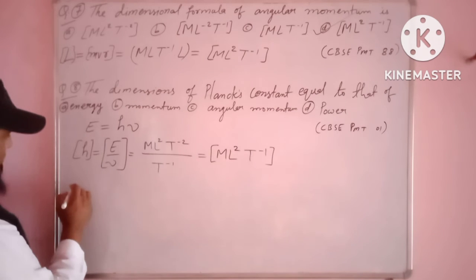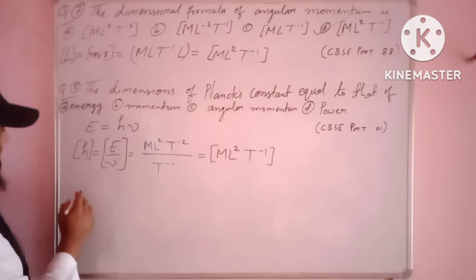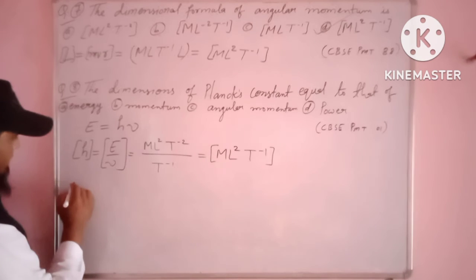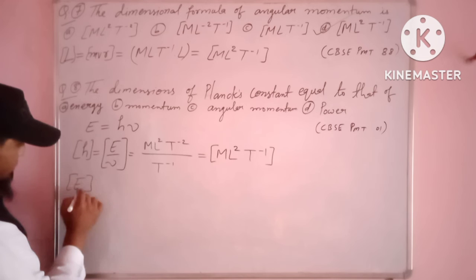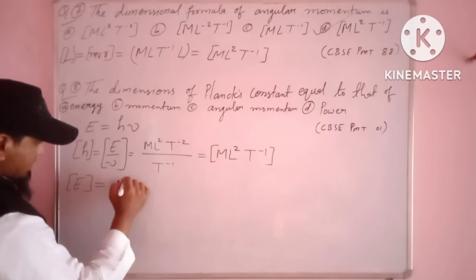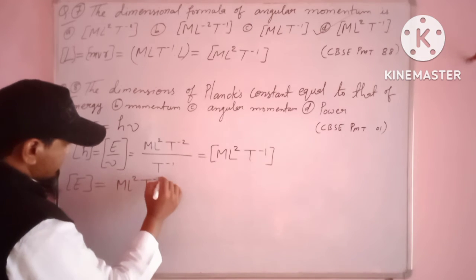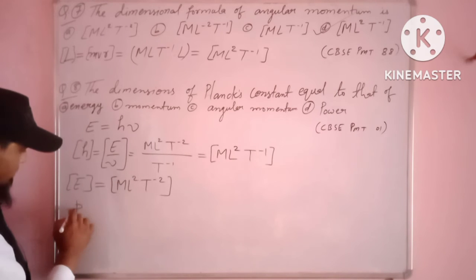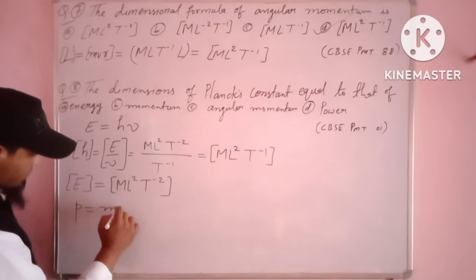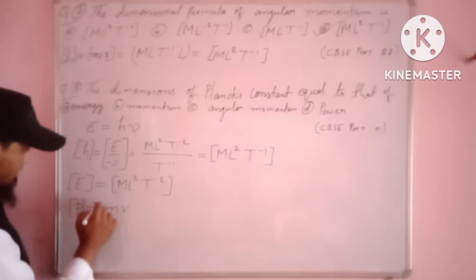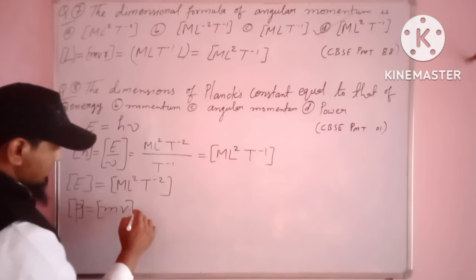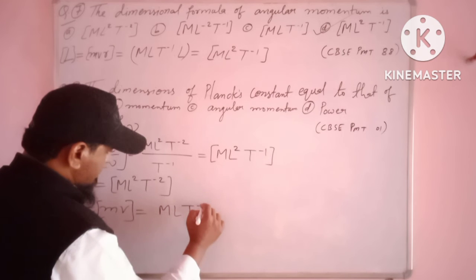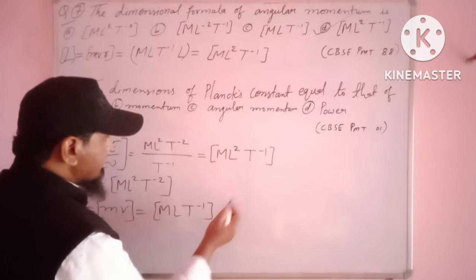Then for the energy dimensions, we first write down all the dimensions, then we will get to know that the dimensions of Planck's constant are equal to that of energy. Energy is nothing but force into displacement, that is ML²T⁻². Then momentum: momentum is mass into velocity, so the dimensions of momentum are mass into velocity, which is MLT⁻¹, not coming.